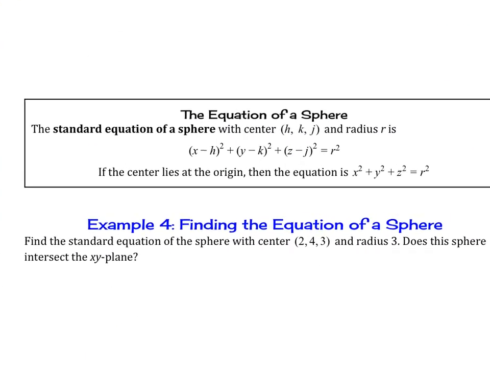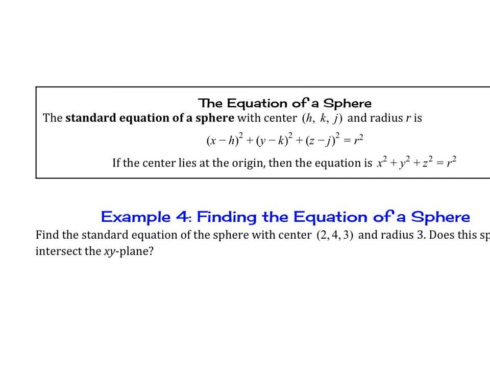Now the equation of a sphere with the center h, k, j, and radius r is given by this formula here. So x minus h squared plus y minus k squared plus z minus j squared equals r squared. So very, very similar to our circle here. If the center lies at the origin, then the equation is x squared plus y squared plus z squared equals r squared. And I hope you see that, because if this is all 0, then that all goes away.